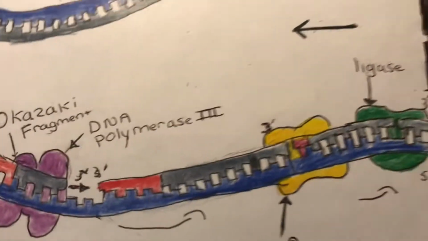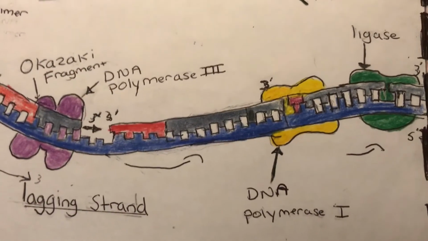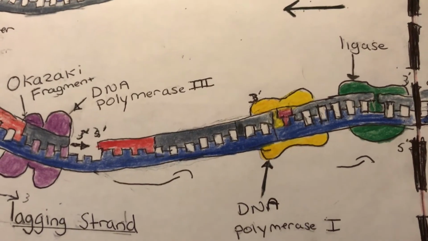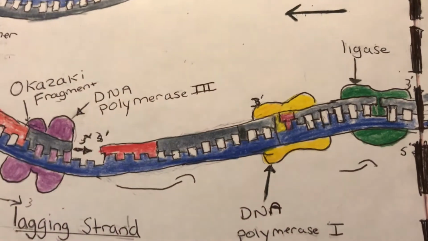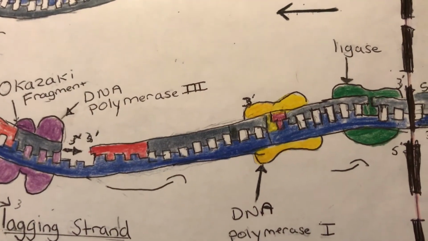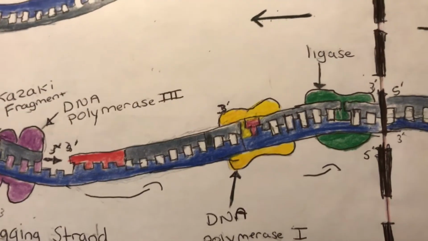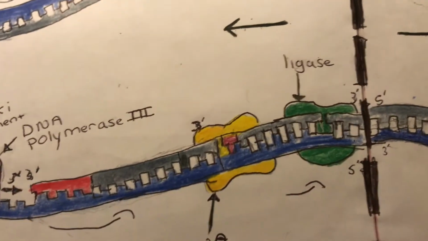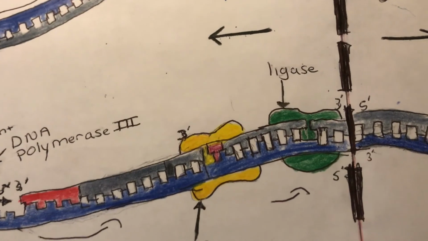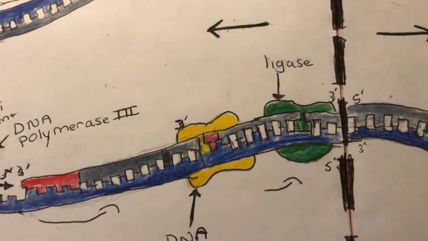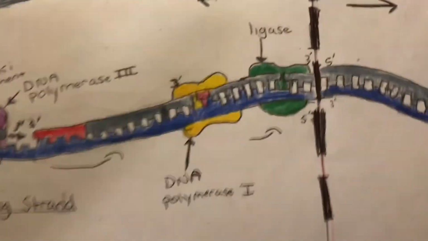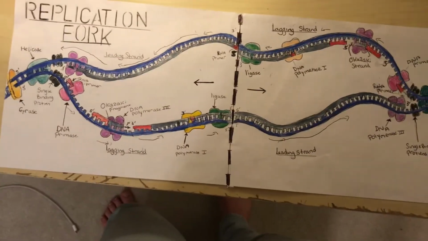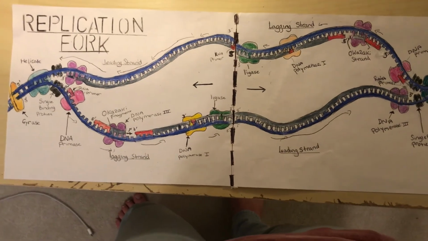As synthesis continues, DNA polymerase 1, also known as the editing polymerase, replaces these RNA primers with proper DNA nucleotides. It fills up all the DNA bases except for a small sugar-phosphate nick that ligase has to seal using a phosphodiester bond. DNA replication like this creates a semi-conservative model that is used in meiosis and mitosis and is the origin of all life.